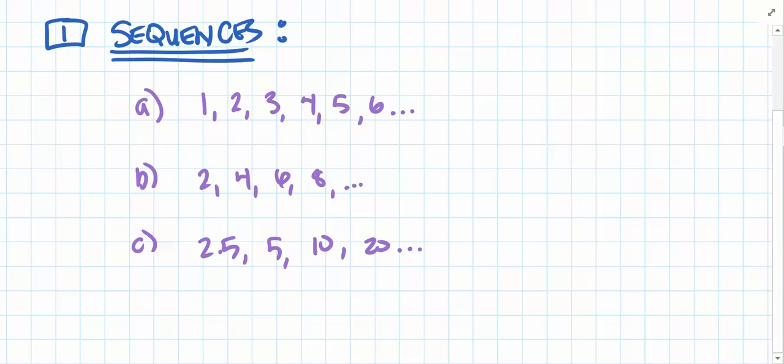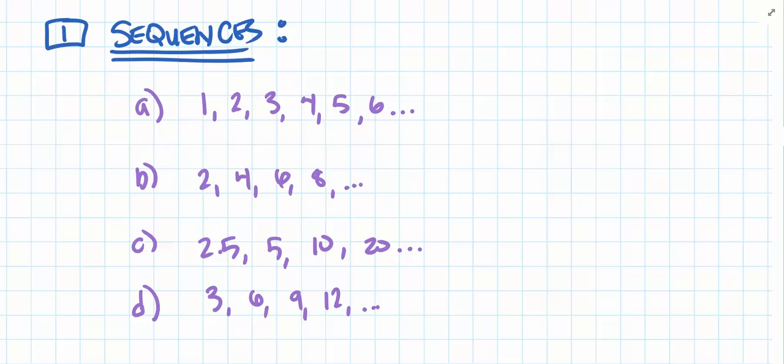Can you guys make up a sequence? Make up any sequence you want. Give me another one: 3, 6, 9, 12, dot dot dot. There we go. That's another sequence. So sequences are nothing more than strings of numbers put together in a certain arrangement.